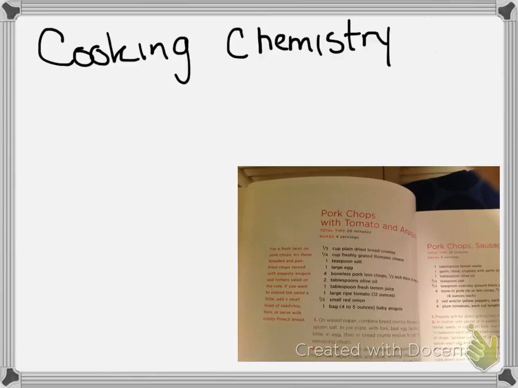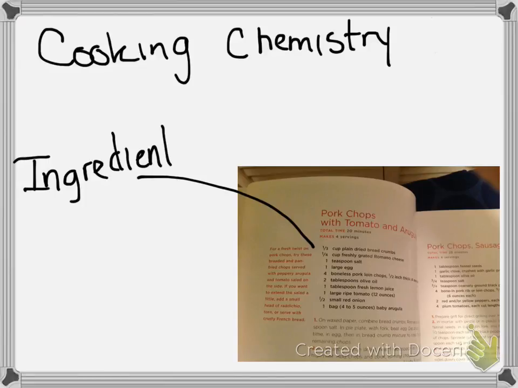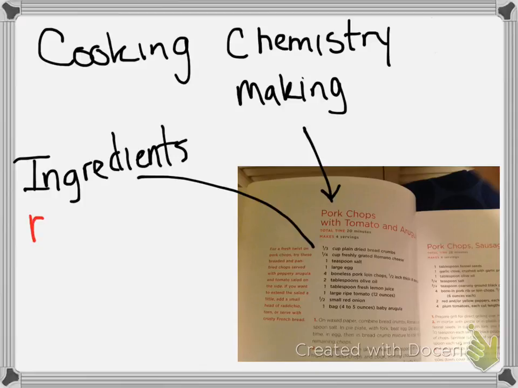All right, everybody cooks here, and when you look at a cookbook, what you have down below is your ingredients. And then at the top we have what we're making. Now, if you were to use chemistry terms here, the ingredients would be our reactants. This is the starting material. And what we're making would be our products.